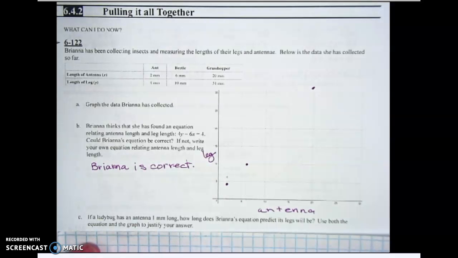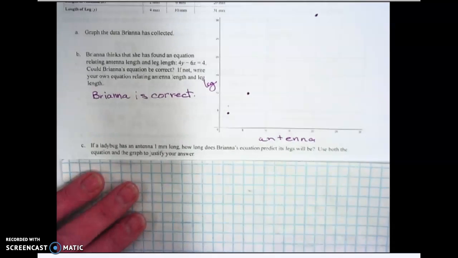All right, part B, Brianna thinks that she has found an equation relating antenna length and leg length: 4y minus 6x equals 4. Could Brianna's equation be correct? If not, write your own equation relating the antenna length and leg length. Well, Brianna is correct. We like her equation.